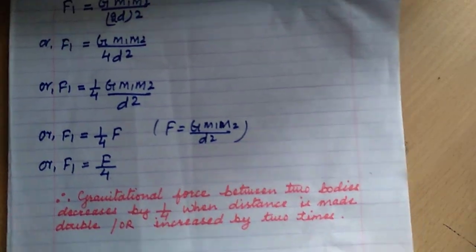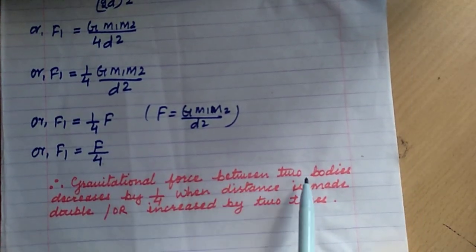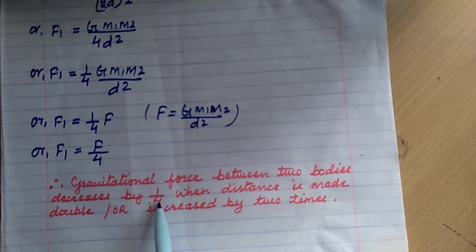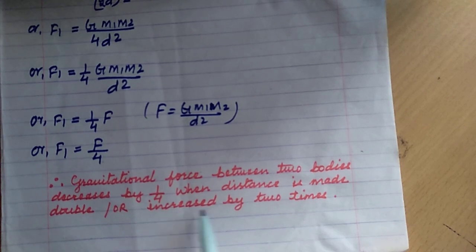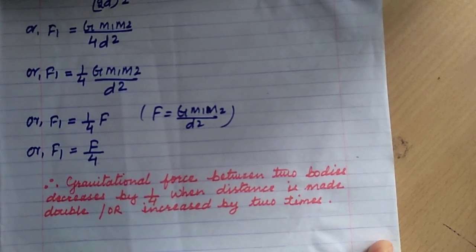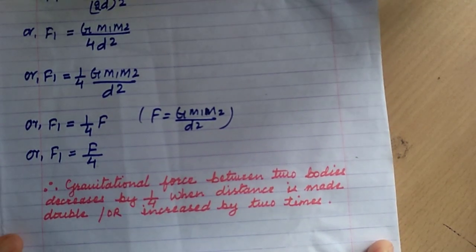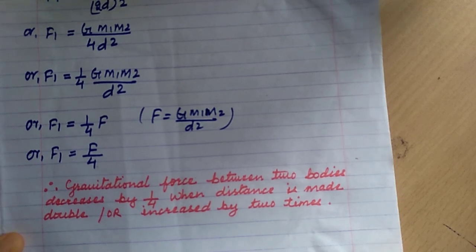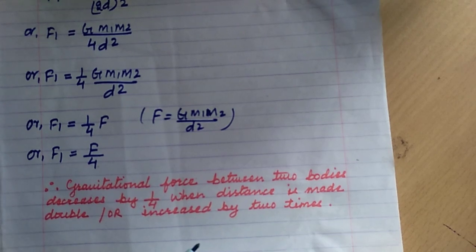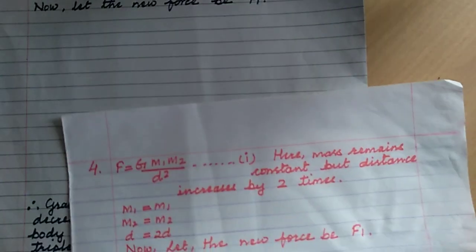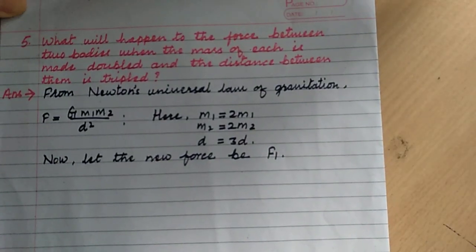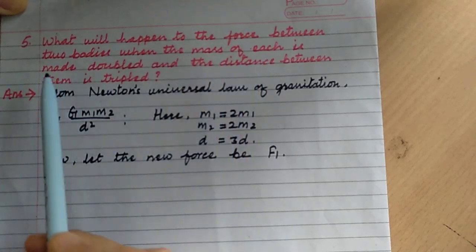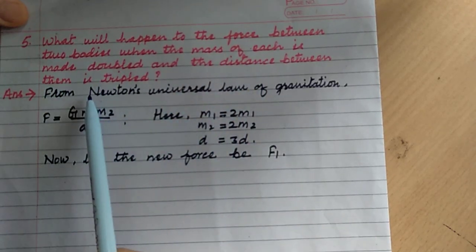So you can write the answer this way: gravitational force between two bodies decreases by 1/4 when distance is made double. This is your answer to the question: what will happen to the gravitational force when distance between the centers of two masses is made double? Now question number 5: what will happen to the force between two bodies when mass of each is doubled and the distance between them is tripled?